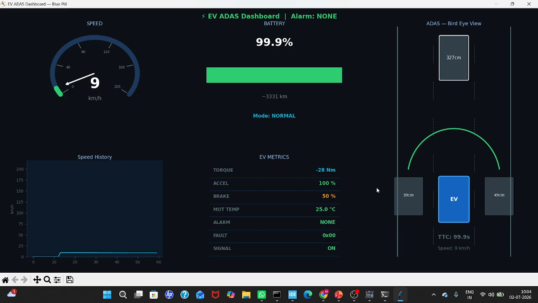that we have deployed. And now you can observe speed history also.